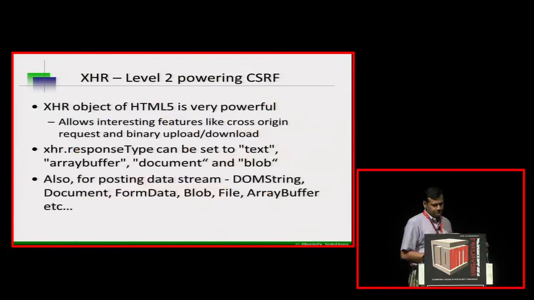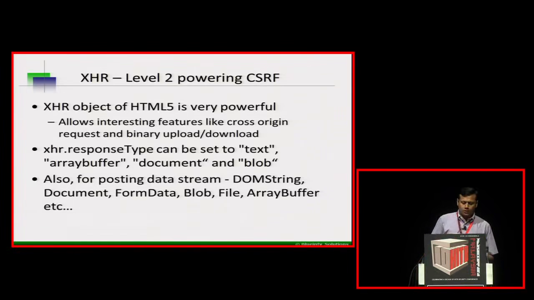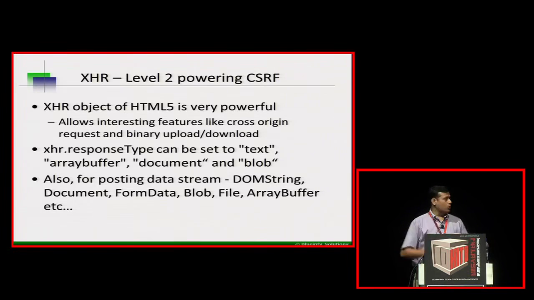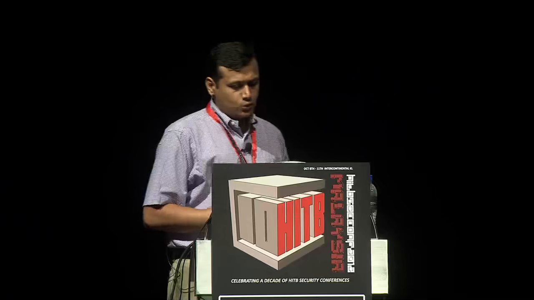Now, one of the fundamental differences between XHR level 1 and XHR level 2, which we have with HTML5, is that XHR is no longer supporting just the text protocol. Now we can use text, array buffer, document, blob, form data, file, etc. So we can upload anything and we can download anything using pretty much XHR. So that's the one change.